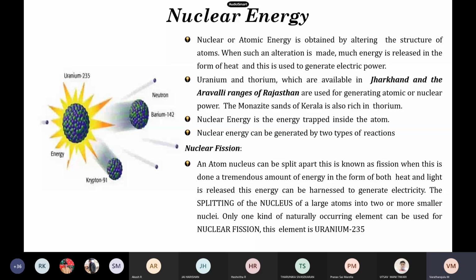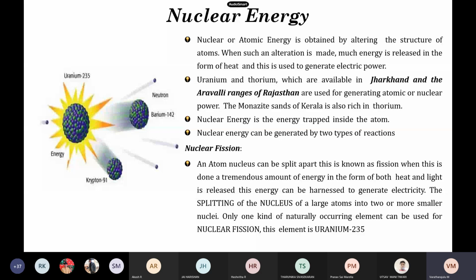And we will go into the title called nuclear power plant. This is very similar to the thermal power plant. Nuclear energy is obtained by altering the structure of atoms, and with the alteration, much energy is released in the form of heat, and it is used to generate electric power. Usually these sources are from Jharkhand and Rajasthan, and in Kerala also we have some sources of thorium. The nuclear energy is trapped inside the atom, and it is generated in two types of reaction. One is nuclear fission, the other is nuclear fusion.